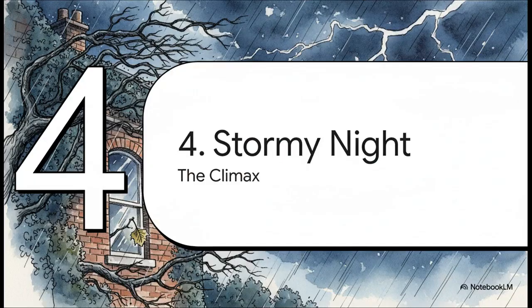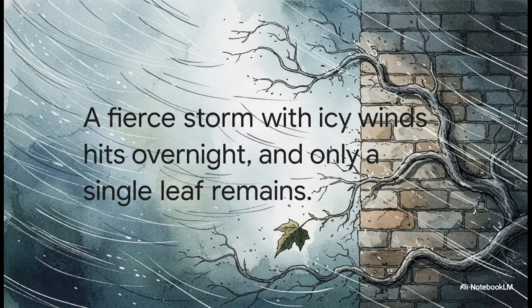Now we hit the climax in Section 4, The Stormy Night. And let me tell you, that night is absolutely brutal. The text describes this heavy, freezing rain and an icy cold wind blowing fiercely. It's the exact kind of weather that strips every tree completely bare. And remember, hanging onto that brick wall opposite Johnsy's window is just one single, fragile ivy leaf. Both the girls and Mr. Behrman downstairs know for a fact that the final leaf cannot possibly survive weather like this.